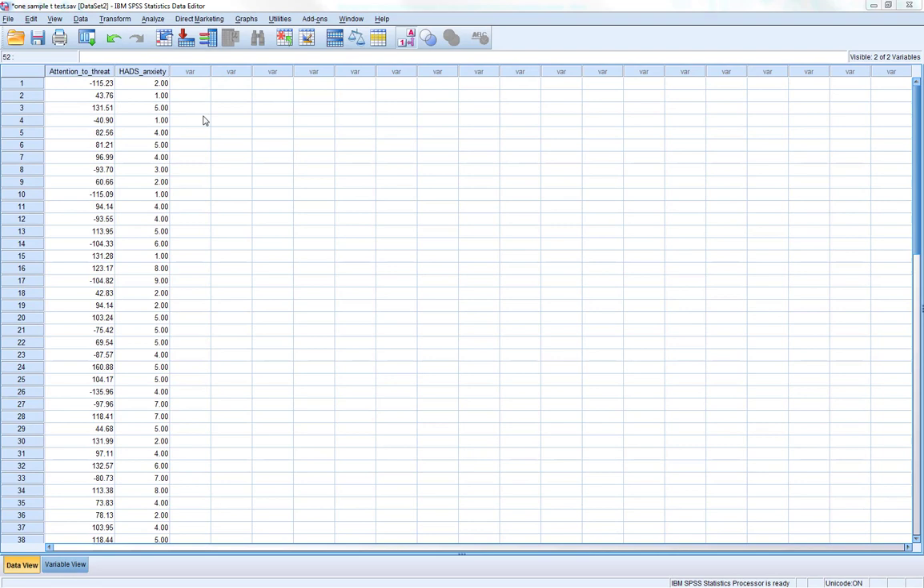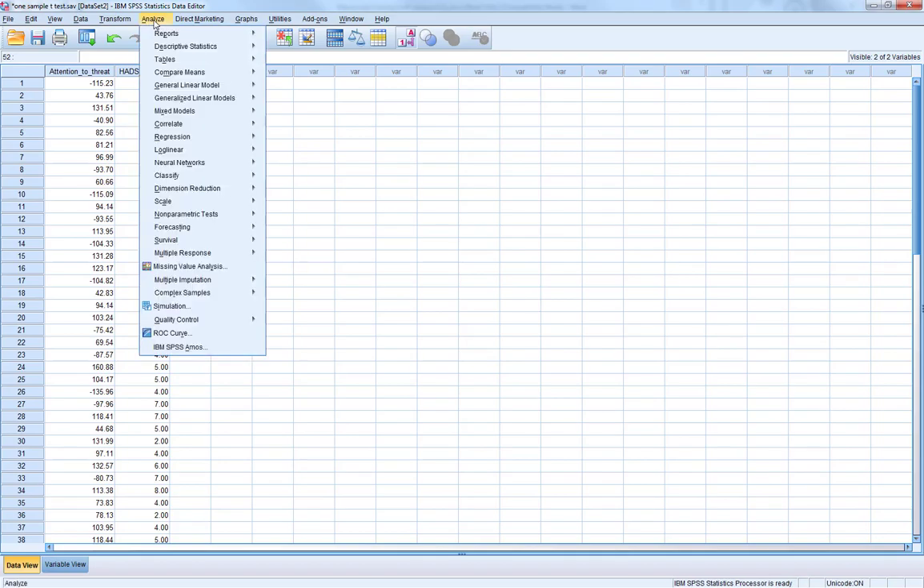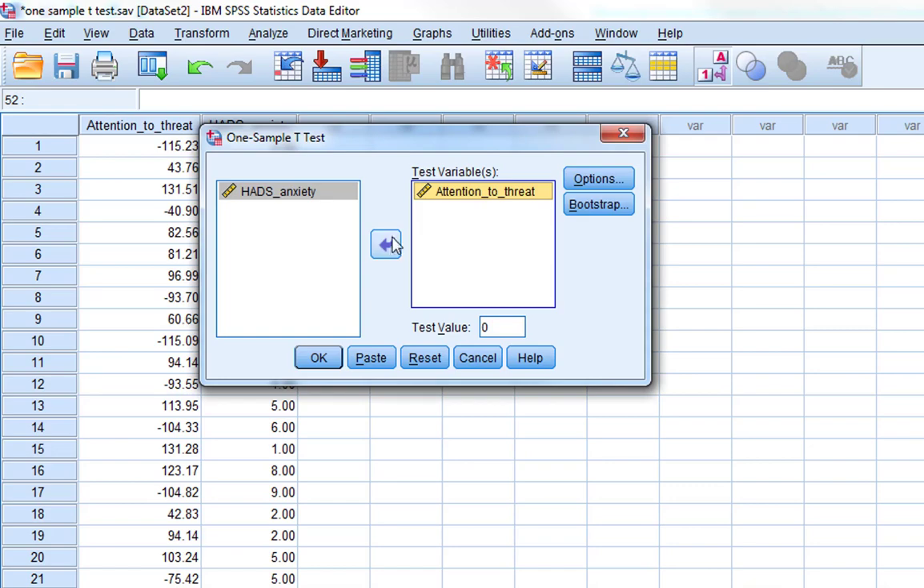In the second part of the video, we're going to do another one sample t-test, but this time we're going to look at the anxiety subscale of the Hospital Anxiety and Depression Scale. To run it, we do exactly the same command as before, compare means, one sample t-test, and now we're interested in HADS anxiety. However, our test value in this case isn't zero. In our first example, we wanted to see if attention towards threat was different from zero, whether it was greater or whether it was less than zero.